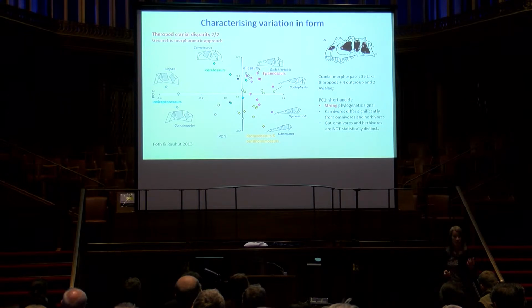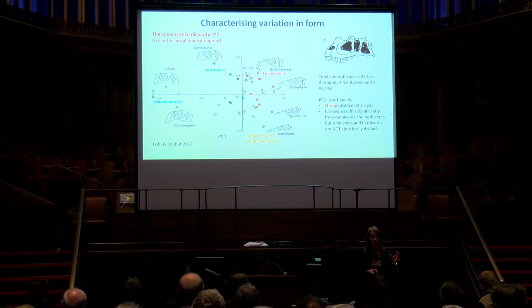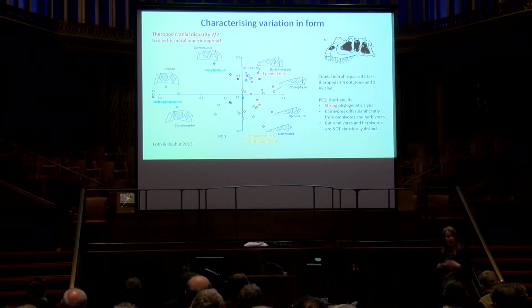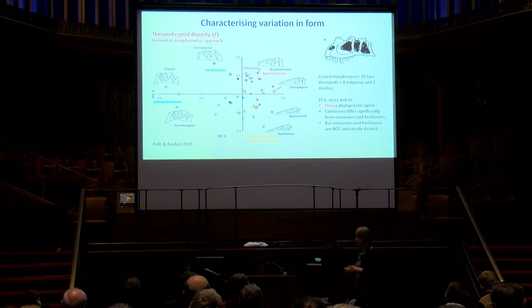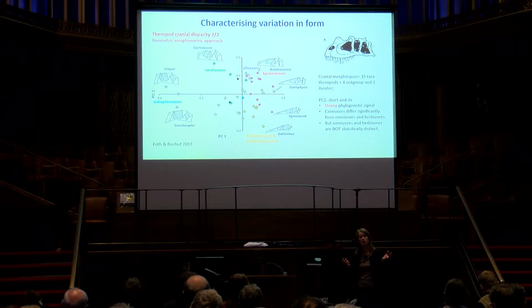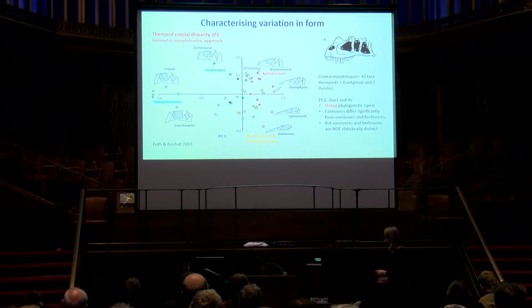Around the same time, a similar study came out by Foth and Rauhut, and they also did a two-dimensional geometric morphometric study on the lateral view of the side of the skull. Although they used similar taxa, their landmark data set was slightly different. But as you can see from this plot, they also found similar trends, including a strong phylogenetic signal in their data set. They did find that carnivores could be significantly distinguished from omnivores and herbivores in their skull shapes, but you couldn't really tease apart omnivores and herbivores.